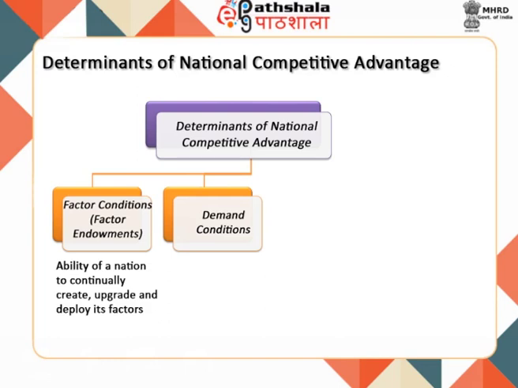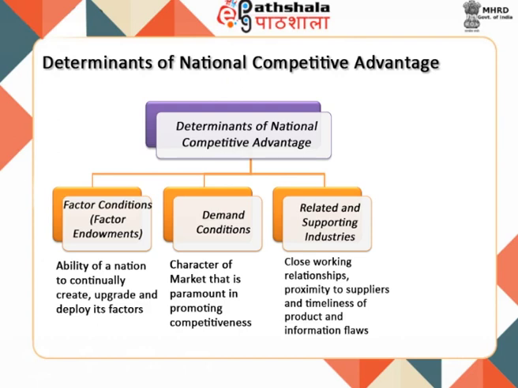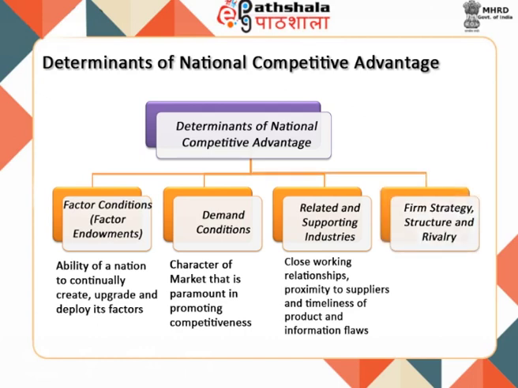Demand conditions. Porter notes that it is the character of the market, not its size, that is paramount in promoting the competitiveness of the firm. Related and supporting industries. A firm that is operating within a mass of related firms and industries gains and maintains advantages through close working relationships, proximity to suppliers, and timeliness of the product and information flows. Firm strategy, structure, and rivalry. Porter notes that no one managerial, ownership, or operational strategy is universally appropriate. It depends on the fit and the flexibility of what works for that industry in that country at that time.